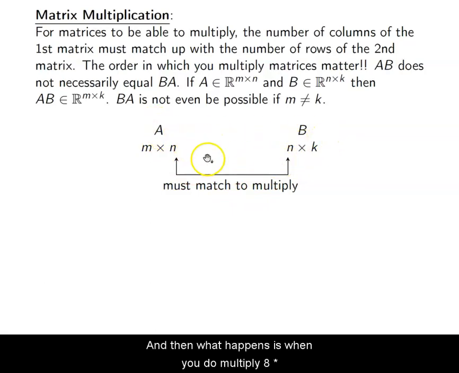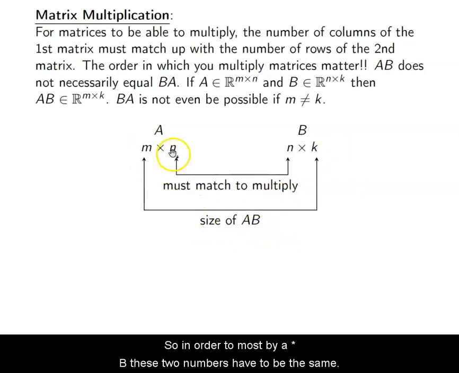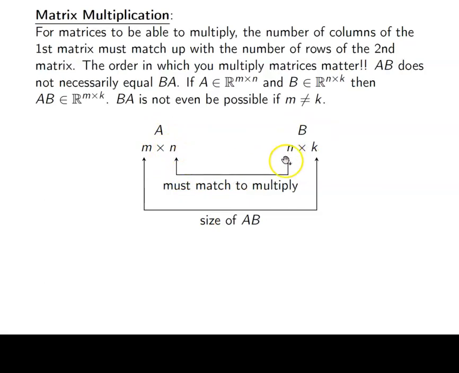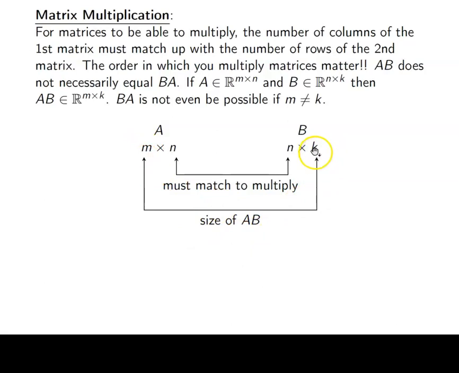And then what happens is when you do multiply A times B, these outside dimensions turn into the new dimensions of your product. So in order to multiply A times B, these two numbers have to be the same. And when you multiply A times B, the size of that new product is this times this. So this will be the number of rows and this will be the number of columns. So that's why it's nice to know how to say, oh, okay, this is the dimensions of A, this is the dimensions of B, because one, it'll let you know whether or not you can multiply them. And if you can multiply them, it'll tell you the size of the product they get out.